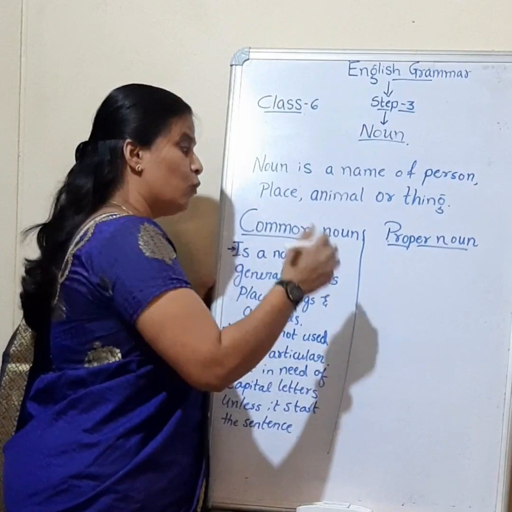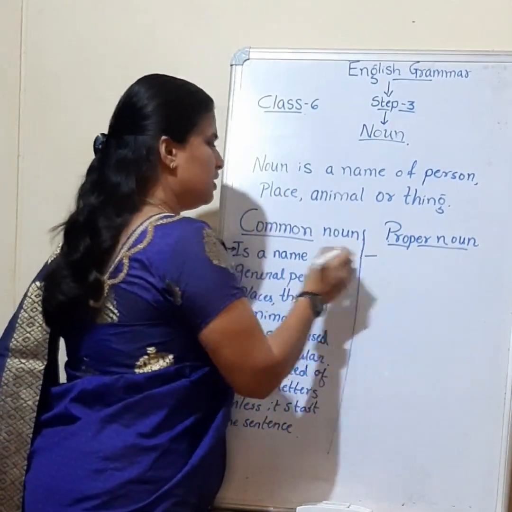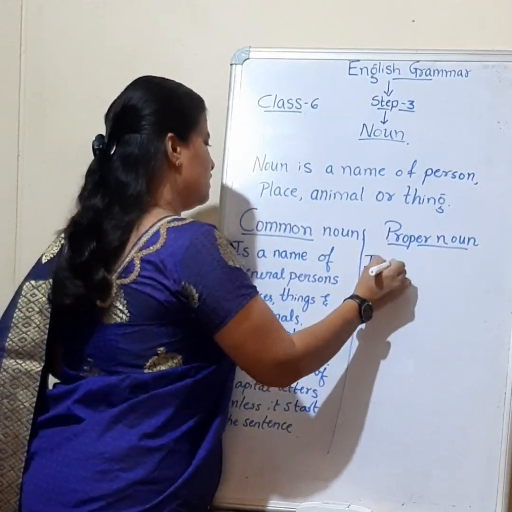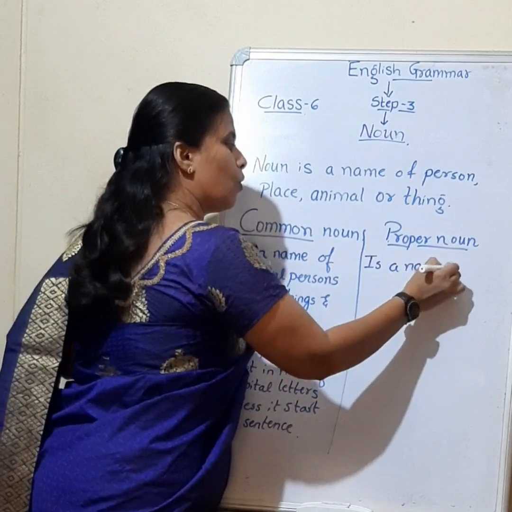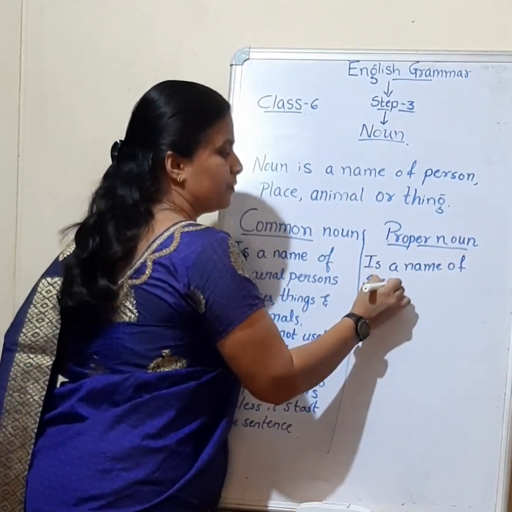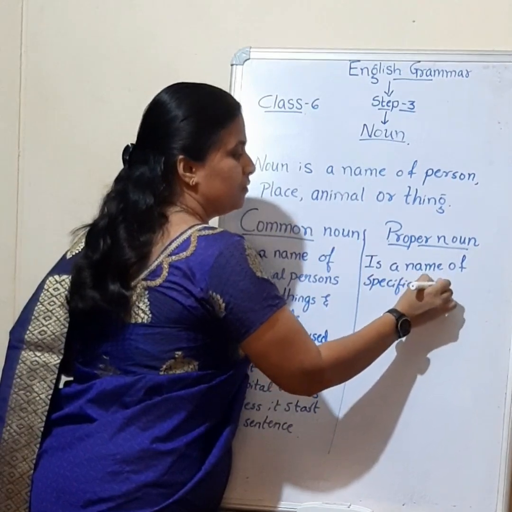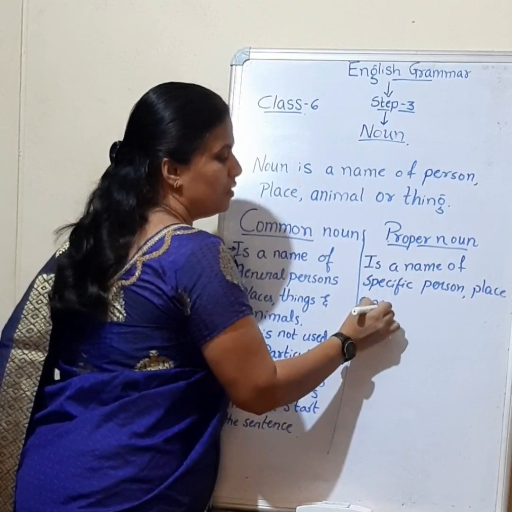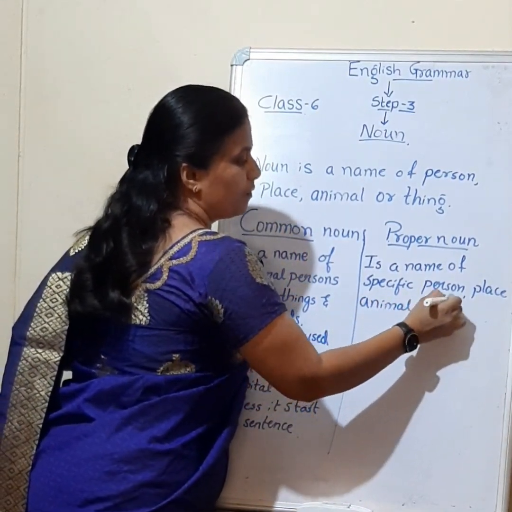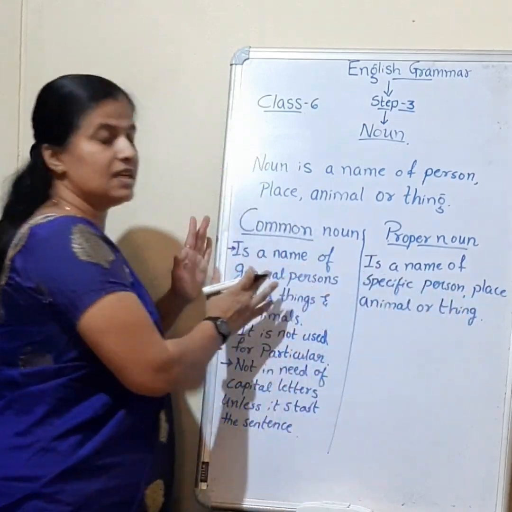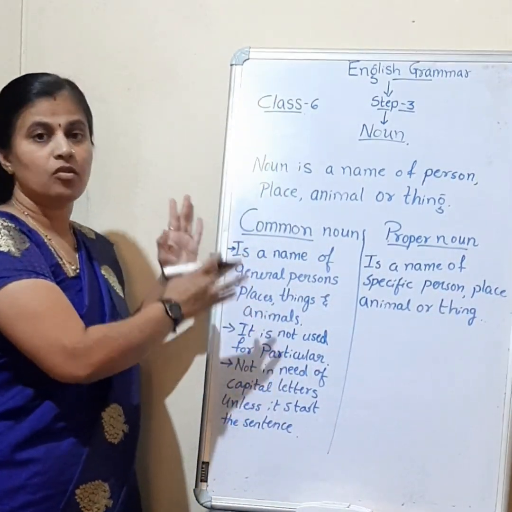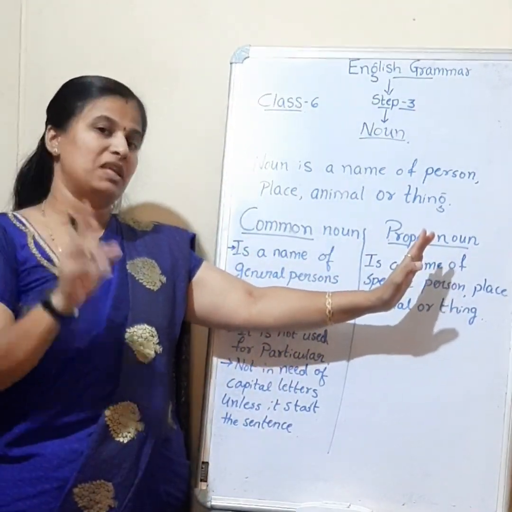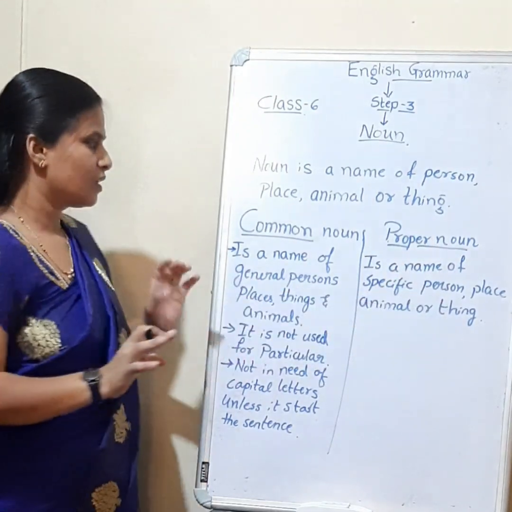So let us now know what is a proper noun. Just the dead opposite of a common noun, we can say it is a name of a specific person, place, animal or thing. Okay, as I said, a common noun is not a particular or specific thing, whereas a proper noun is the name of a particular place, thing, animal or person.